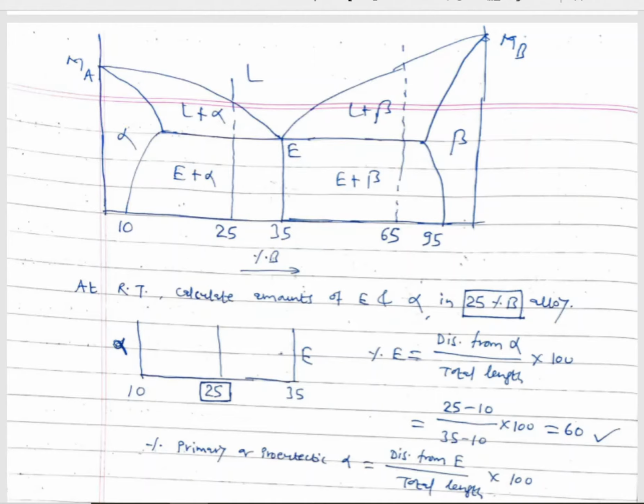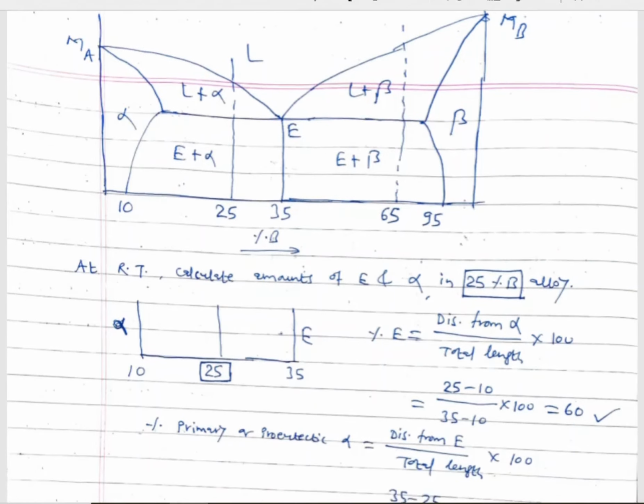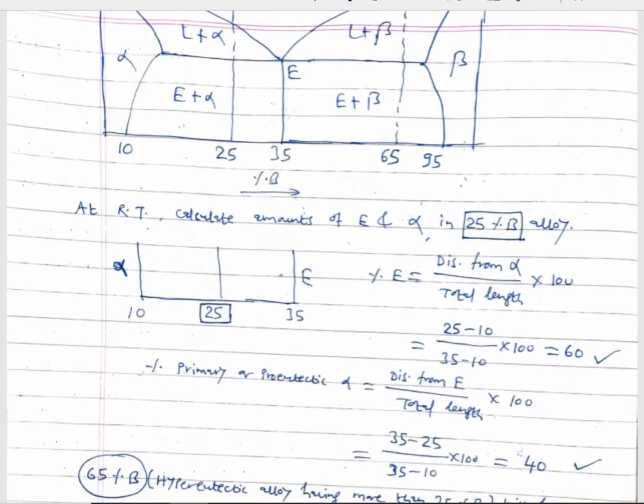And percentage primary alpha, or pro-eutectic alpha, you can directly deduce from percentage eutectic. So it must come 40%. Percentage alpha must come 40. We can cross check it by applying the lever rule, whether it comes or not. For primary alpha, distance from eutectic, the opposite arm length, will be 35 minus 25, divided by total arm length, which remains the same, 35 minus 10. So it is 40%.